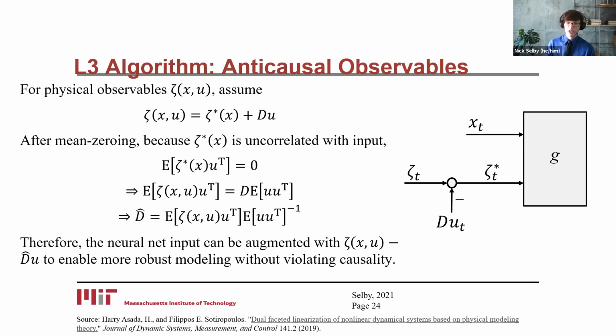So the learned lifting linearization algorithm can also include physically meaningful observables gathered from measurements using that causality filter, that second solution, similar to DFL. So I'm going to call physically measured observables that might be functions of control input U, I'm going to call those zeta, and I'm going to assume that zeta equals the sum of some nonlinear function of state, that's going to be zeta star, and some fixed parameter D times control input U.